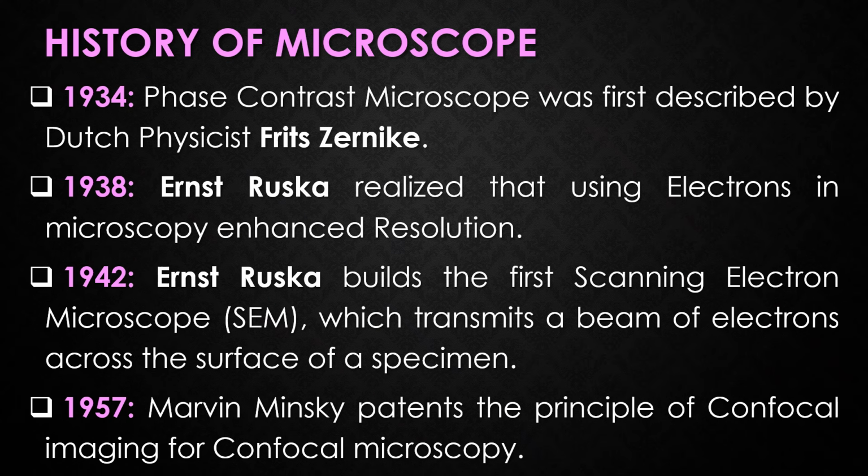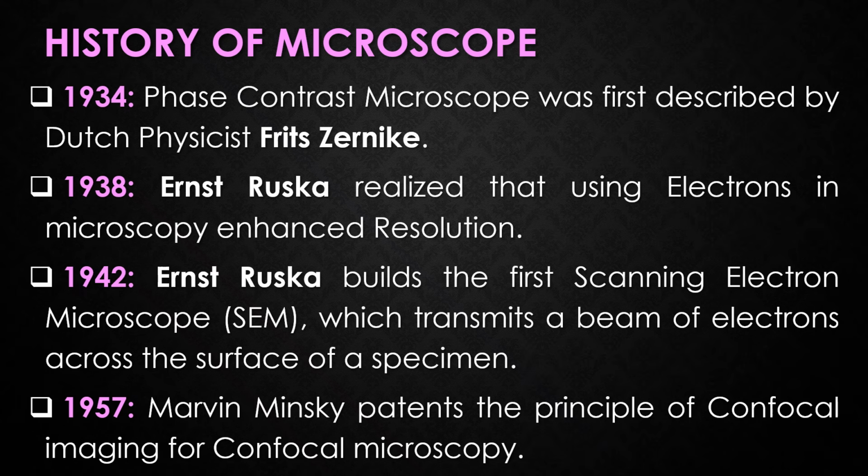In 1934, the phase contrast microscope was first described by the Dutch physicist Frits Zernike, and later, in 1953, Frits Zernike was awarded the Nobel Prize in Physics. Transparent biological materials were studied for the first time using this phase contrast microscope. In 1938, just 6 years after the invention of the phase contrast microscope, which comes from the electron microscope developed by Ernst Ruska, he realized that using electrons in microscopy can enhance the resolution of the microscope.